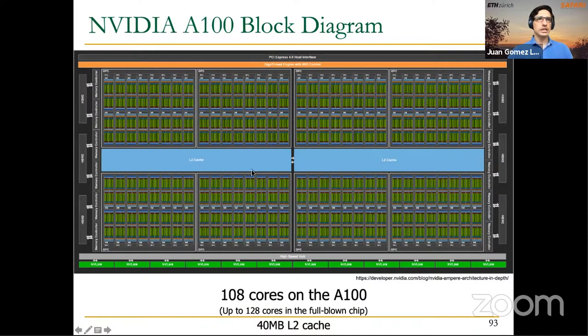Another key difference is that the size of this L2 cache now is much larger. In the previous generation, it was like 6 or 8 megabytes. Now we're talking about 40 megabytes. As you can imagine, this can be really beneficial for many workloads that can take advantage of this larger cache. And now we also have the external access to the HBM2 stacks as well.